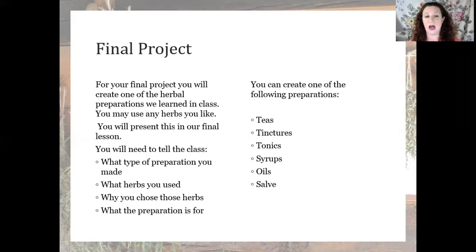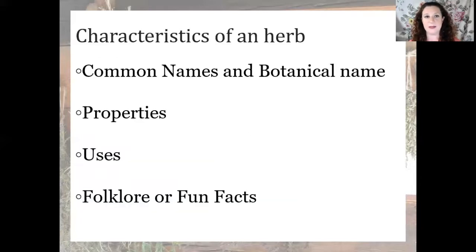Tell about what the preparation was that you made, what herbs you used, why you chose those herbs, what the preparation is for, and you can use any of the preparations that we discuss in class. We're going to talk about teas, tinctures, tonics, syrups, oils, and salves. So we'll talk more about that as we go through, but just to give you an idea of what we're going to be doing for the end of our class.